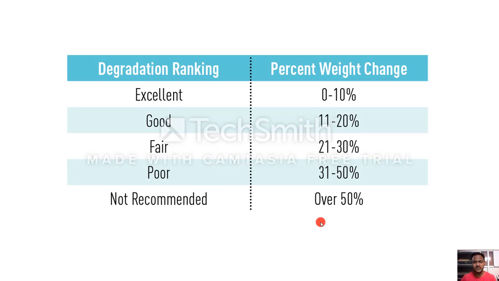To understand this degradation, we check the weight loss, how much weight has been lost. For example, if there is only a 10% change in weight after it is exposed to chemical, it means that the degradation ranking is excellent. If it is 11 to 20%, it's good. Like that there are various rankings, but if the percentage weight loss is above 50%, then it means that the coating you have put has completely gone out of the textile material. So in that case the degradation is very poor, so it is not recommended.